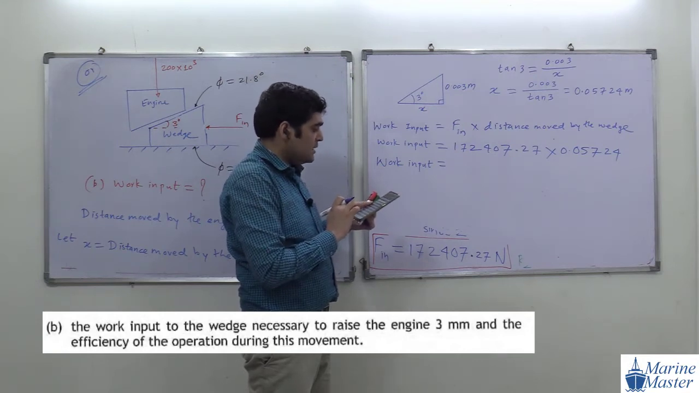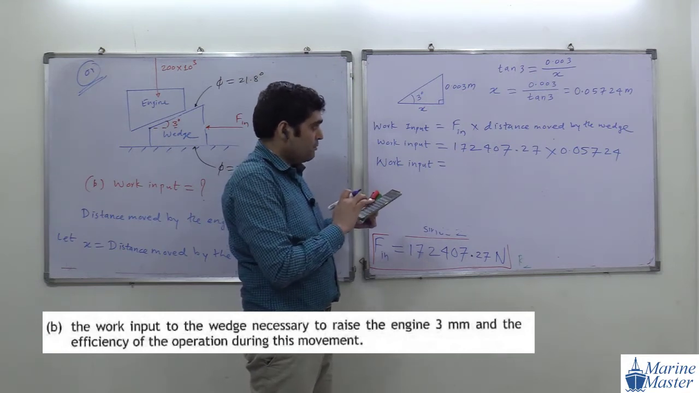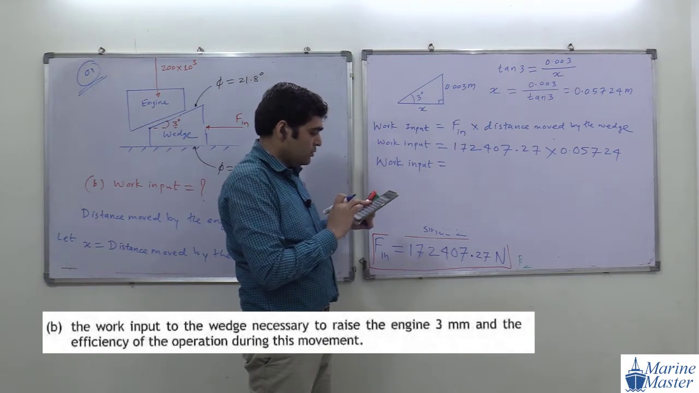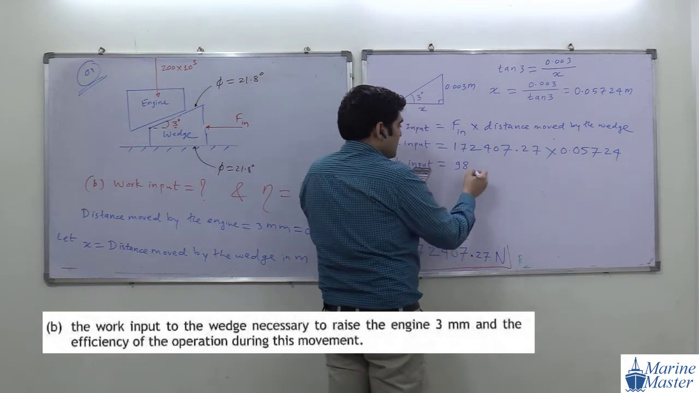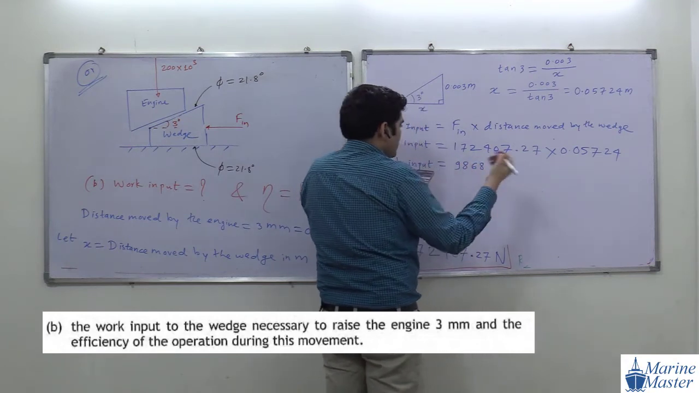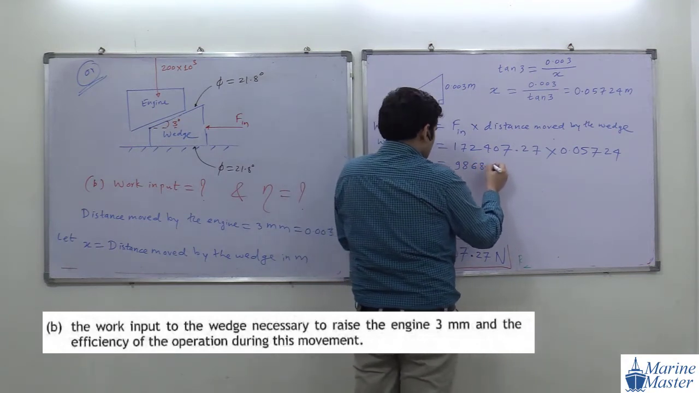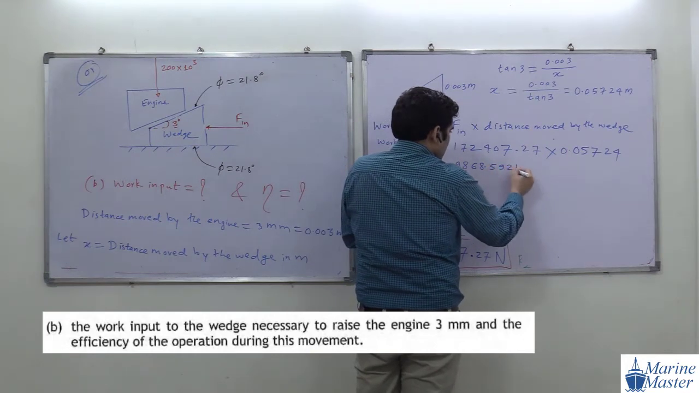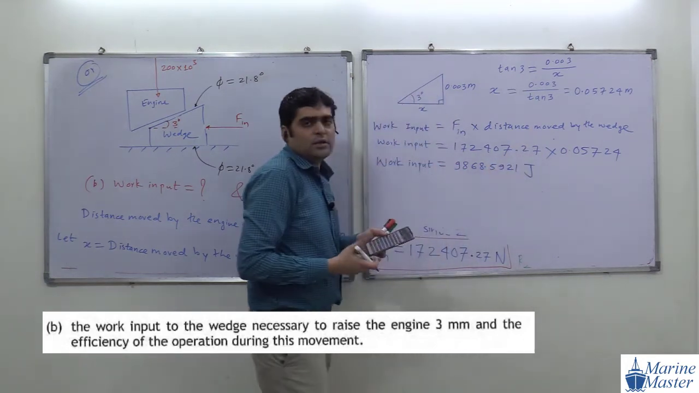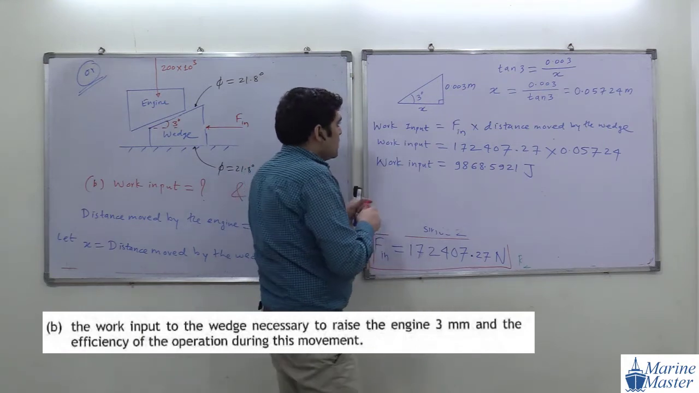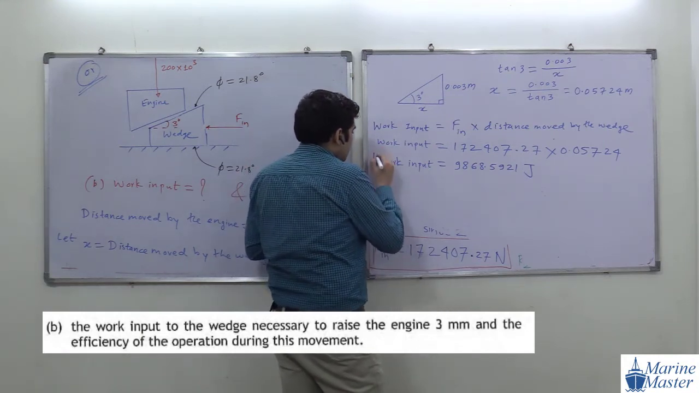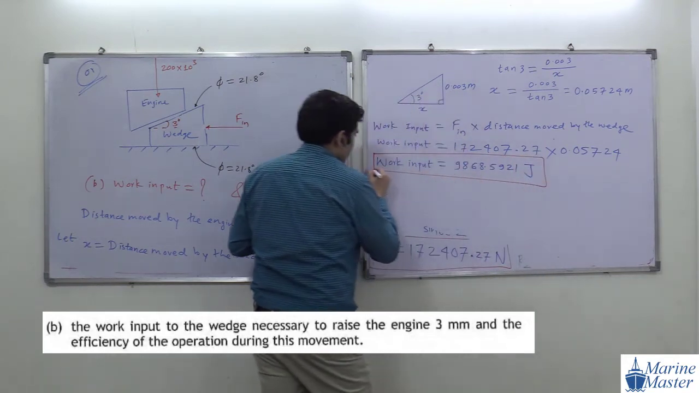172,407.27. Check the values, sometimes I may be wrong. 0.05724. So how much work input are we getting? 9868.5921. So we can write it like that. Unit of work is what? Joule. Okay, units, guys, capital J. So here we got one answer of B part, and that is what our work input is.